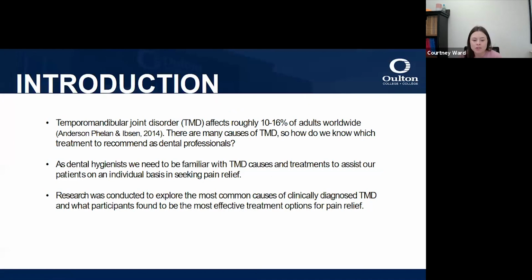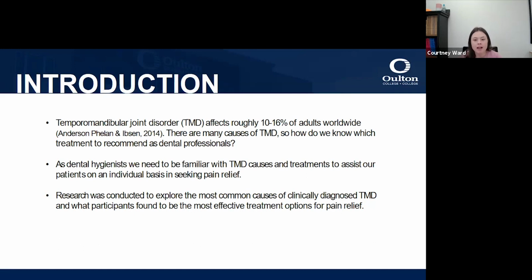Hi, so I will start by giving you a brief overview of why we felt that this topic was important and what brought us to doing more research into this topic. Temporomandibular joint disorder, or TMD, affects roughly 10 to 16% of adults worldwide. And this means it's very prevalent. As dental professionals, it is very important to determine what causes their TMD, how we're able to help them, and be able to point them in the right direction in helping them to seek pain relief.